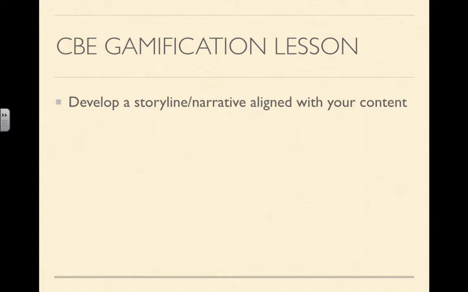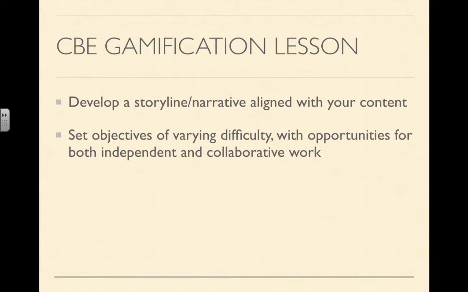Here are some steps that you can follow in order to design a CBE-based lesson using gamification without the aid of adaptive technology. First, develop a storyline or narrative that is aligned with your content. Set objectives of varying difficulty along the storyline. These objectives should provide opportunities for both independent and collaborative work. Students will work through these objectives as they proceed along the storyline.